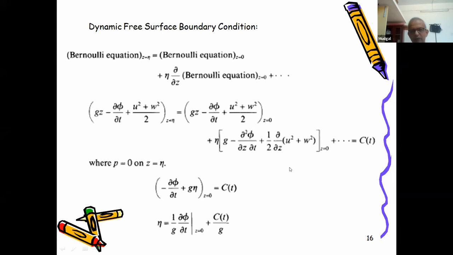So when you carefully look at these things, the pressure is equal to 0 at z equal to eta, that is because of atmospheric pressure, isn't it?